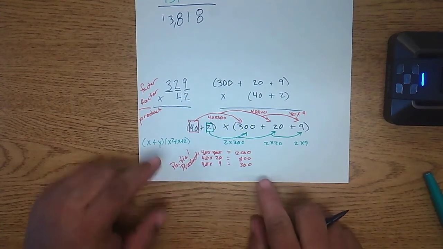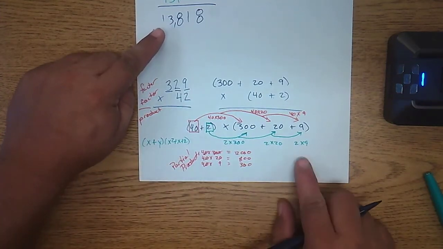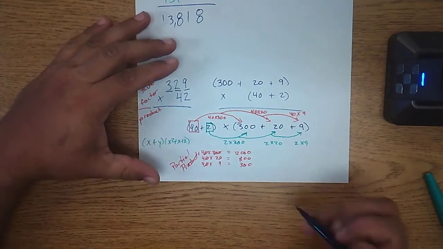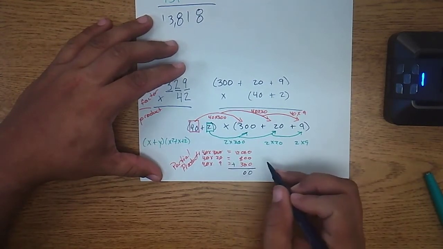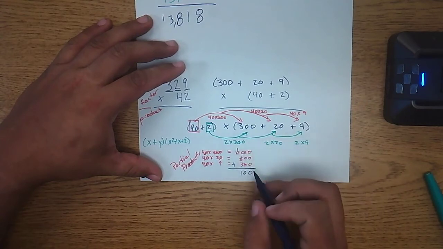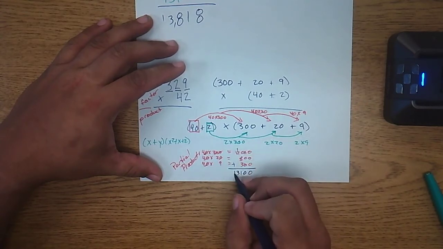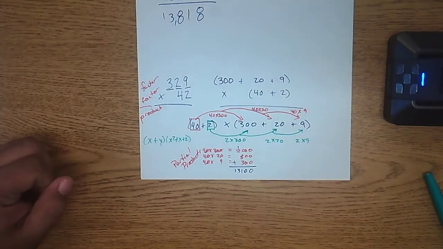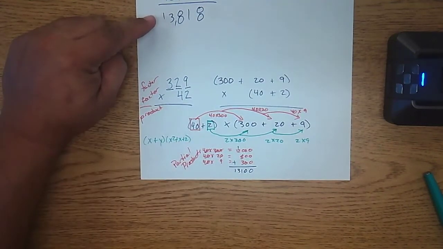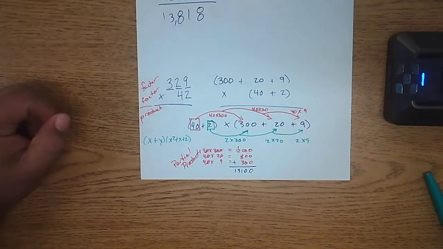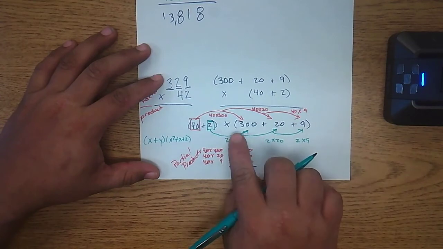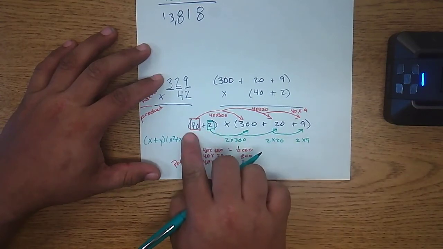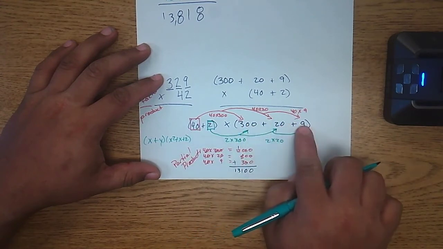We don't know if we're still going to get this 13,818 that we had gotten before. If we add up these first 3 partial products, I've got 0, 0, That's going to be 11, 3, and 1. I'm up to 13,100. I'm close to 13,818, but I'm not quite there. That's because I haven't added up the partial products of this 2. So far, all I have found is 40 times the 329.